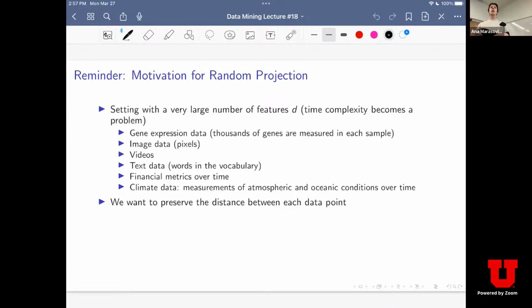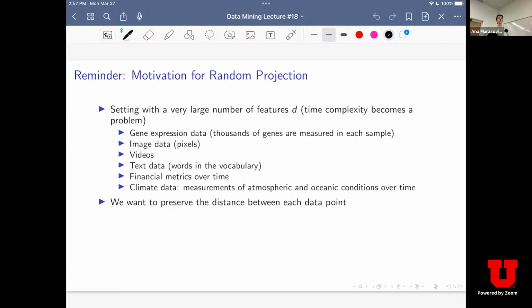Financial metrics: maybe you have some kind of measurements of stocks and you measure that over time. You will have a bunch of those, depending on how large the period of time you are taking. Climate data also can have measurements of atmospheric and oceanic conditions, again, over time. Anytime you have any kind of time series, that time series will likely be very long, and that will cause a large number of features. So that was one motivation for our random projection. I also said that in some setups we want to maybe preserve the distance between each point.